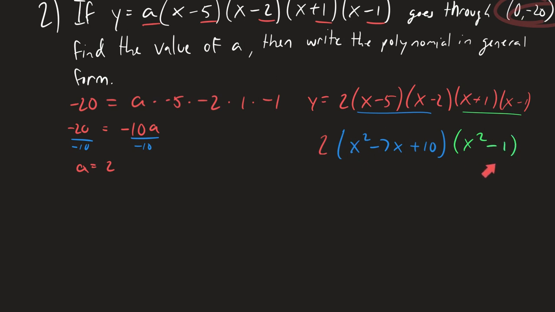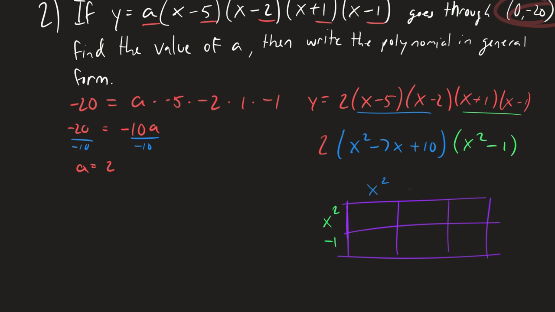So now I have these two. I'm going to multiply. I'm going to leave the 2 for last. I'm going to set up a rectangle here. Make that a little taller. Some space to work. So I'm going to have x squared minus 1, and then x squared minus 7x plus 10.